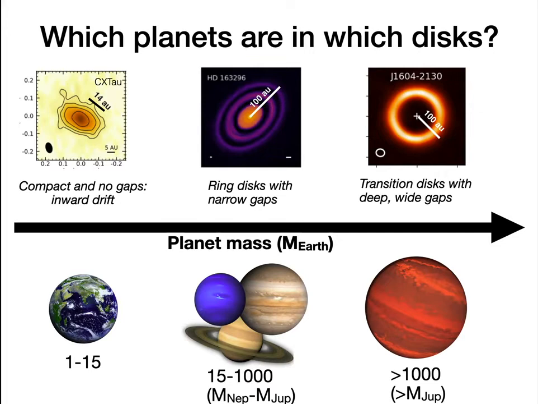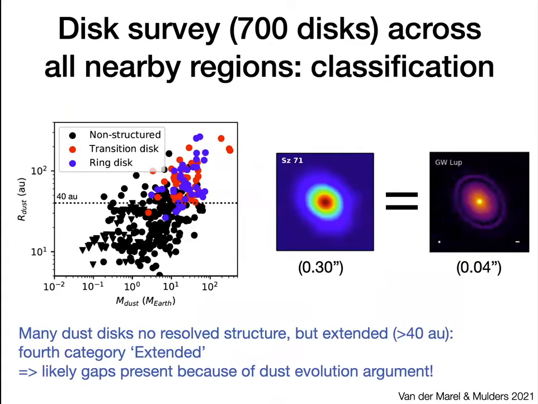So with these three categories, we decided to collect the disk data from all the nearby star-forming regions, so from all these disk surveys that have been done with ALMA. This disk survey in the end consisted of more than 700 disks across all nearby star-forming regions. And we classified each disk as either a ring disk, a transition disk, or a disk without structure. And the problem is, of course, that several of these disks didn't have high resolution data. And that means that you cannot actually say whether they have gaps or not.